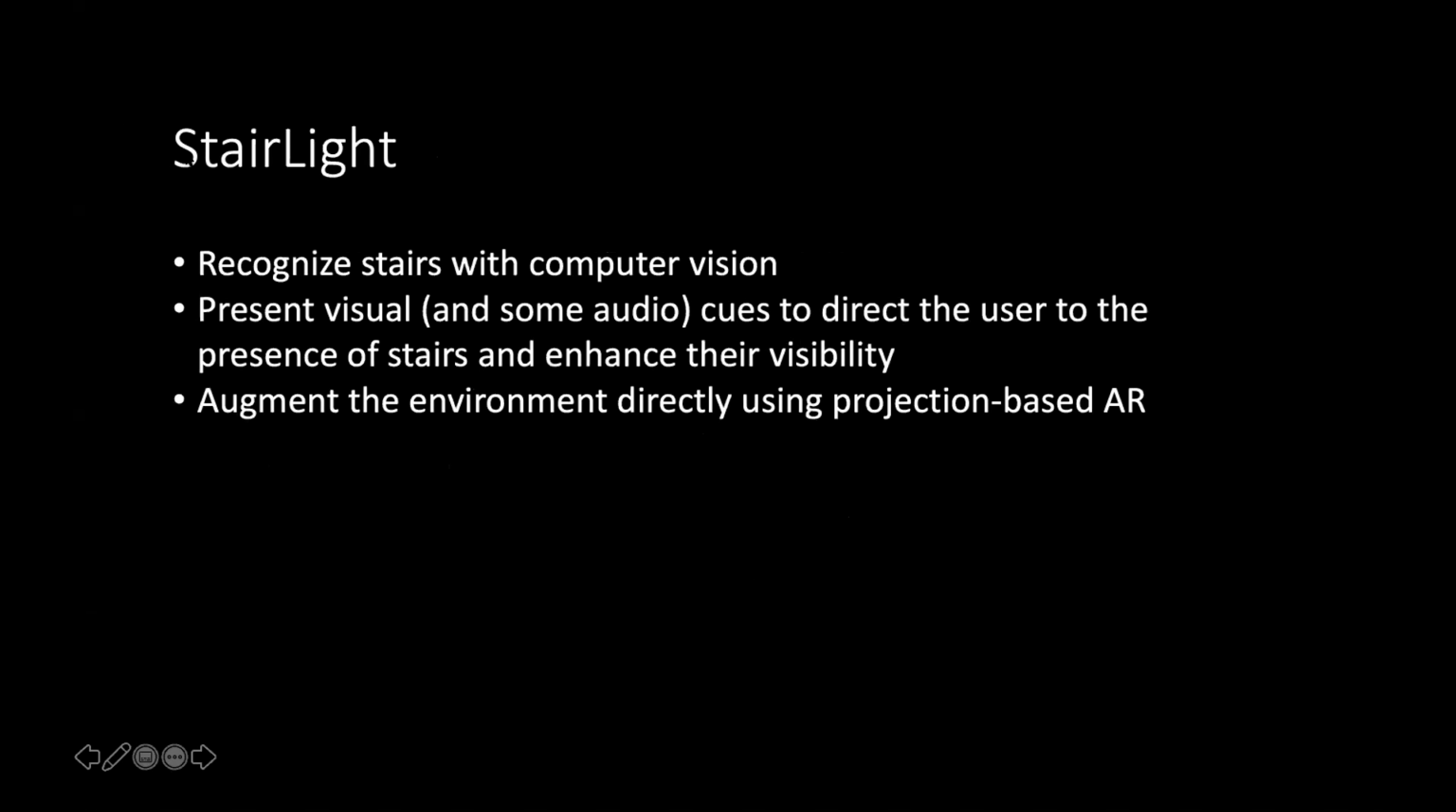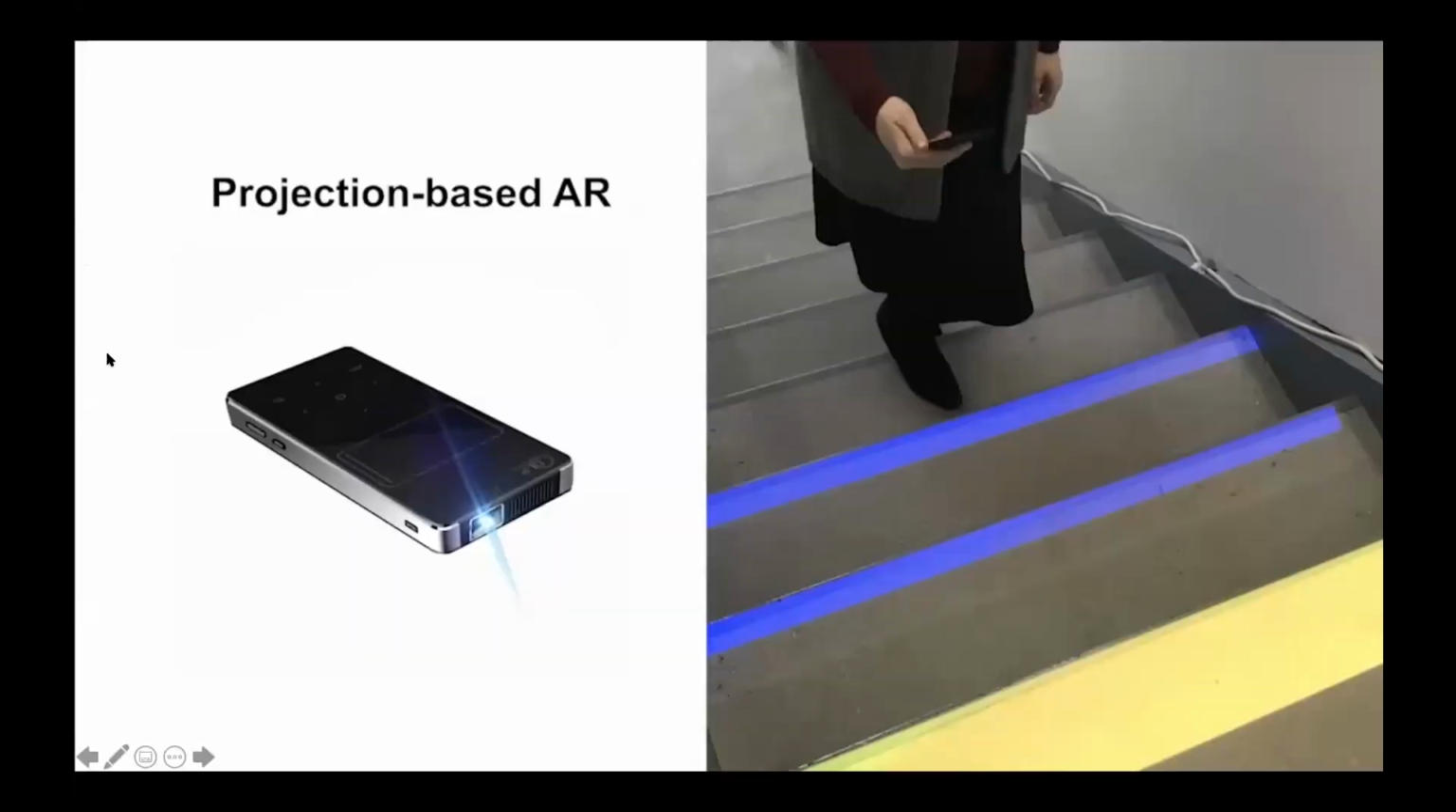To address this, we designed a visualization called Stair Light. Again, it uses computer vision to recognize stairs. Then we take that information and communicate it back to the user, presenting visual and also some audio cues to direct the user's attention to the presence of the stairs, the fact that there are stairs coming up, and also to enhance the visibility of the stairs themselves, to enhance the edges of the stairs. In this case, we didn't use a head-mounted display, we used a projection-based system, so we can add the visualizations directly to the environment.